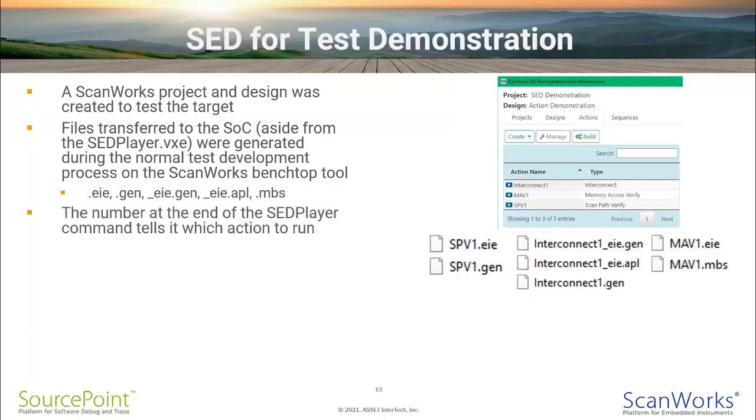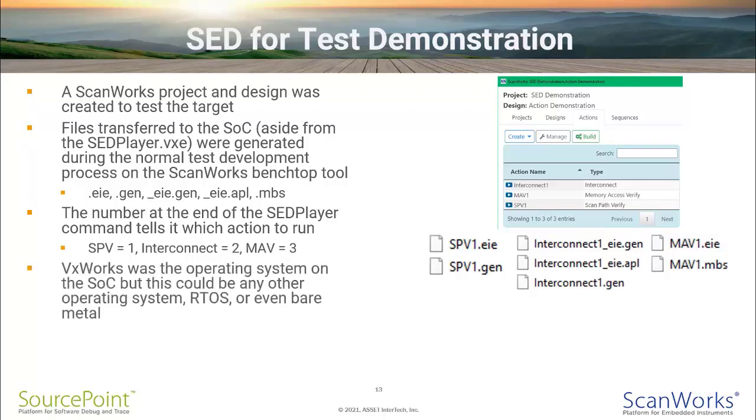Now, you may have noticed a number at the end of the SED player command. There was a 1, there was a 2, and there was a 3. Well, that just simply told the SED player which action it was to run. So the 1 corresponded to SPV, the 2 corresponded to interconnect, and then the 3 corresponded to the memory access verify, or the MAV action.